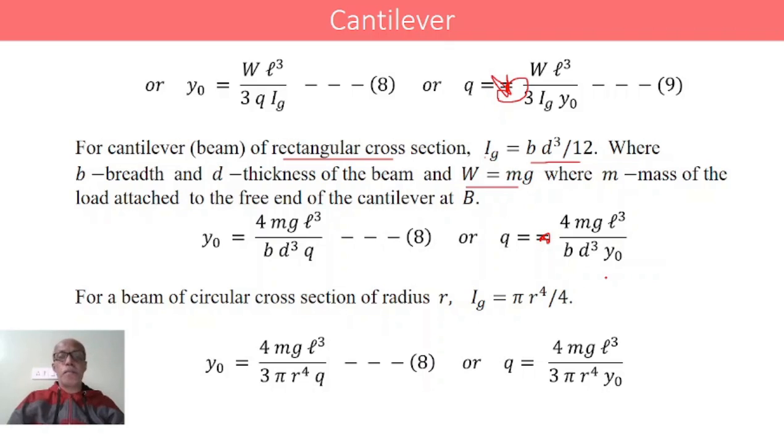If the beam is of circular cross section, then Ig will be equal to pi r⁴ by 4. Therefore, y naught becomes equal to 4 mg L³ by 3 pi r⁴ Q, or Q equals 4 mg L³ by 3 pi r⁴ y naught.